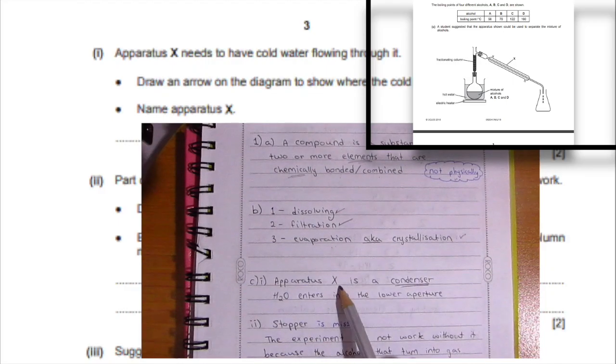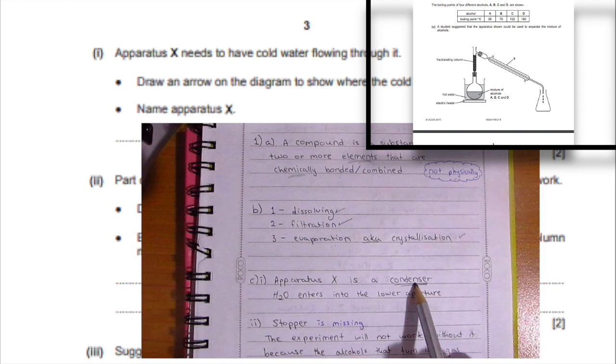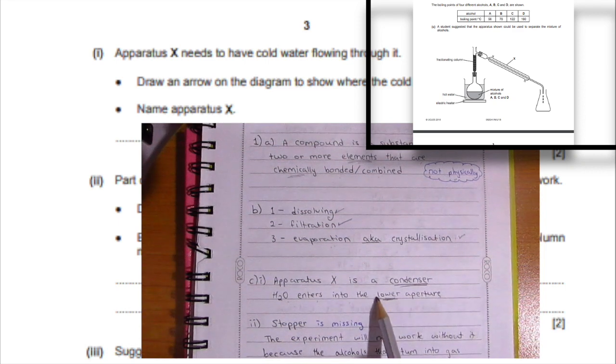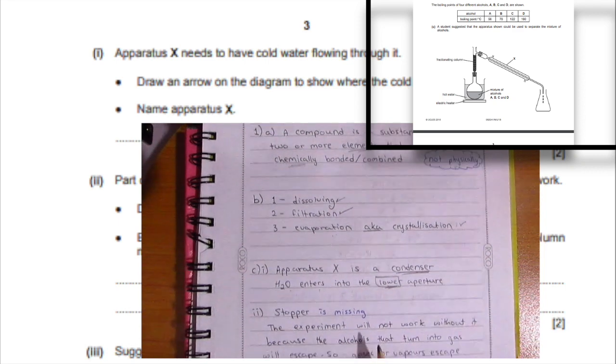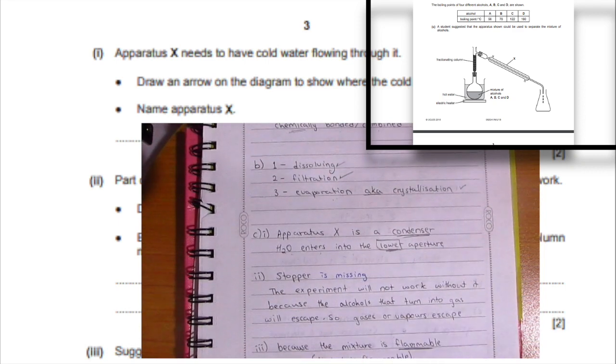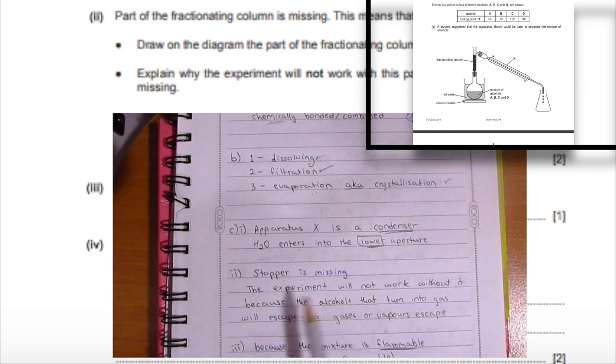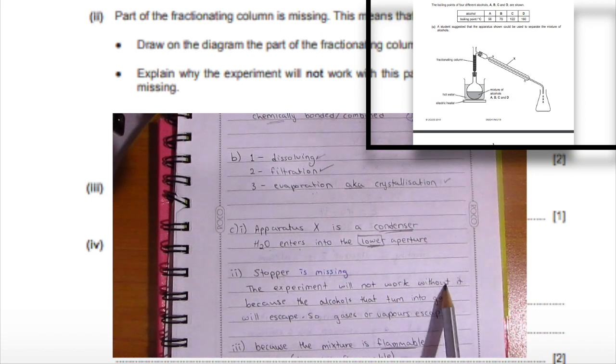Now part C, they're asking us to label X, and X in this case is the condenser, and the water moves in from the bottom and it gets out from the top. So always remember it goes from bottom up. So now part I, we're asked to find out what's missing in this fractionating column, and that is the stopper, so make sure to draw that.